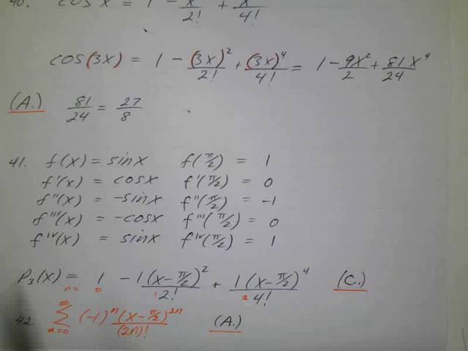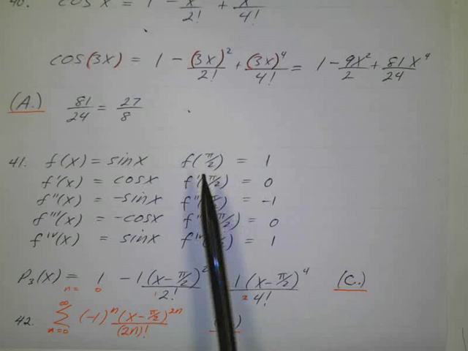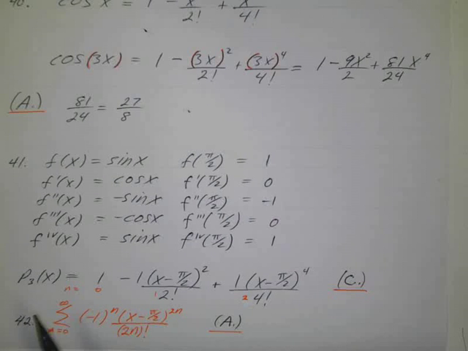If I go back and look at my series from up above, except it's centered over here, I've got f of pi over 2 times x minus pi over 2 to the 0 over 0 factorial, so that's just 1. And then my second term was 0, then my third term is going to be negative 1 times x minus pi over 2 to the second over 2 factorial.